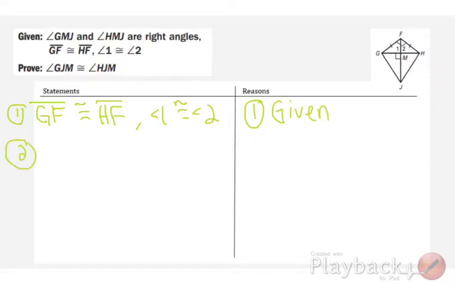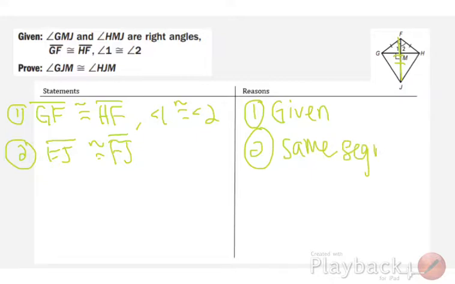As we go on to here, we can say that FJ is congruent to FJ. We can say that this segment here is congruent to itself, right? So I can put 2 ticks on it. And why can I put 2 ticks on it? Well, because it's the same segment, and every segment is congruent to itself, okay? And then I can move on and say that my two triangles are congruent.